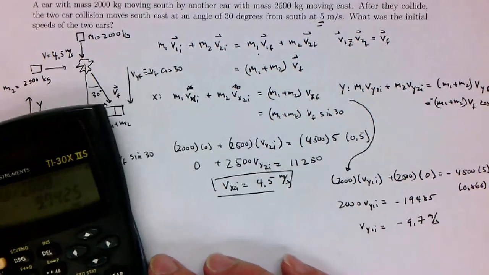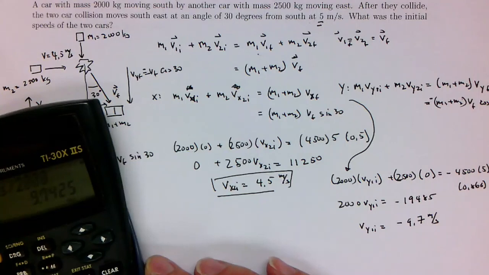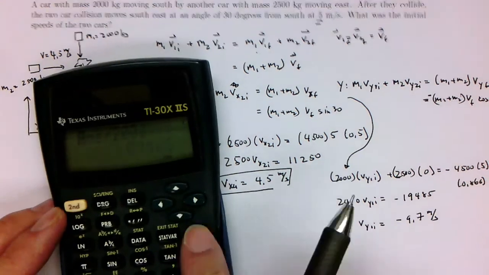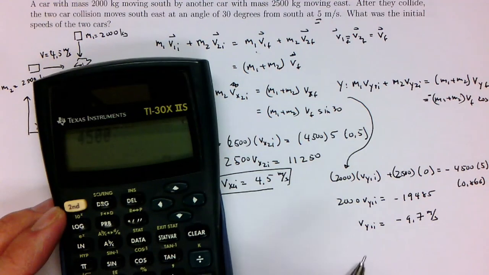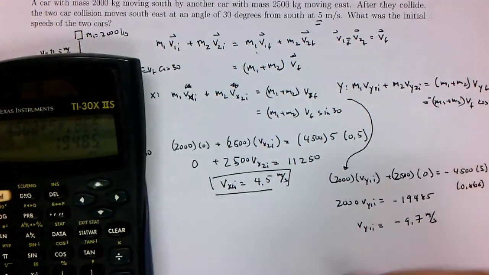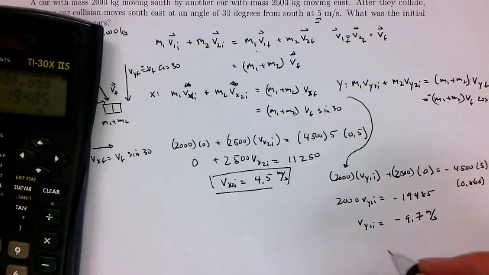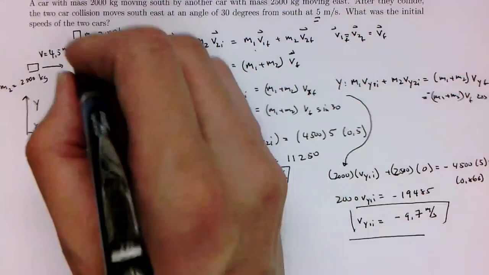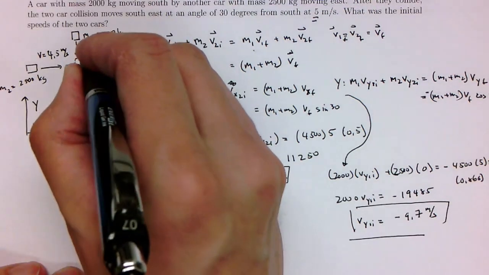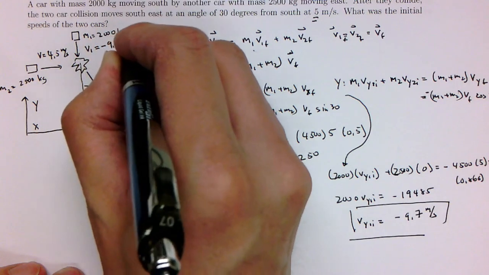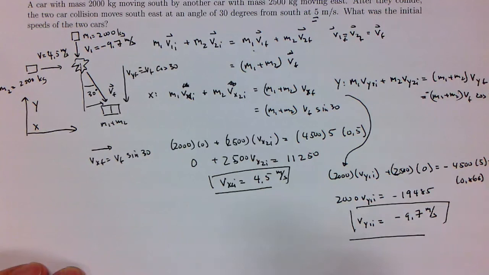That's a little higher than I hoped, but I think that's right. Let me just check this one more time: 4,500 times 5 times 0.866. That's correct, so this is correct. Therefore we have our final answer. These two are correct. So the initial speed of car 1 is V1 equal to 9.7 meters per second, directed south, and the initial speed of car 2 is 4.5 meters per second. And there we go, we're done.